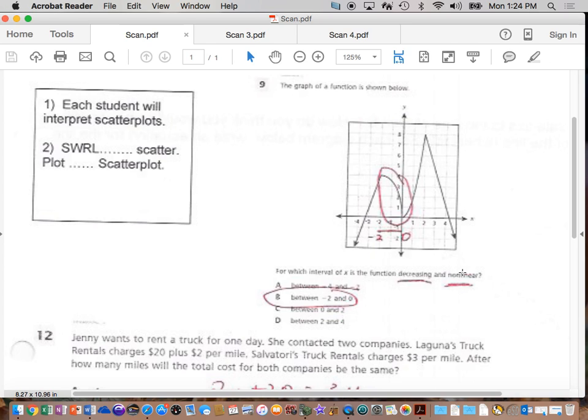Which one is nonlinear? Ava? The curved piece. And if you notice, the curved piece begins when x equals -2, and it ends when x is equal to 0. So therefore, choice B, between -2 and 0. Okay? Any questions? Yes?